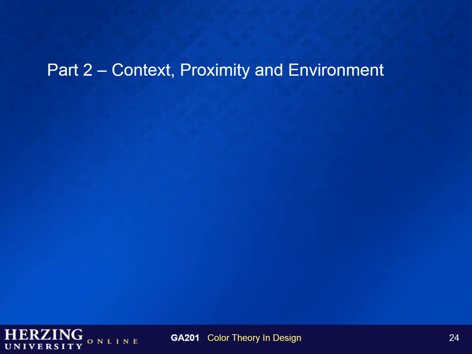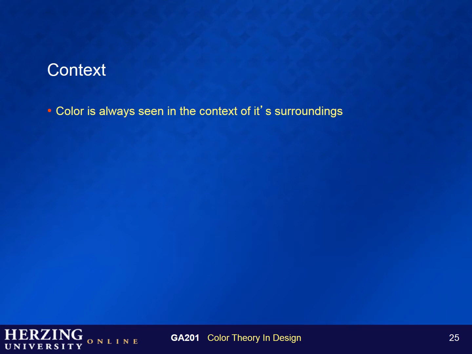Part 2. Context, Proximity, and Environment. Color is always seen in context of its surroundings. A color's usage can change dramatically when applied in slightly different ways. For example, complementary colors make each other appear brighter, yet the sum total effect on the brain is a balanced neutral gray. A color set against a black background will appear more brilliant than the same color against a white background.